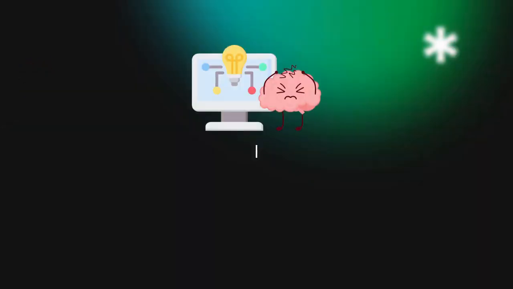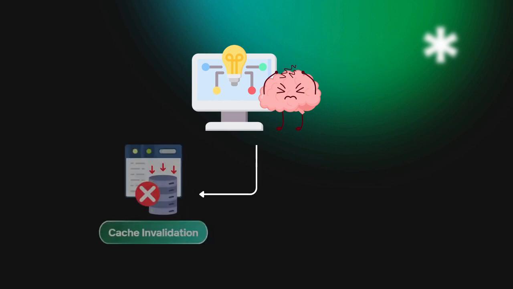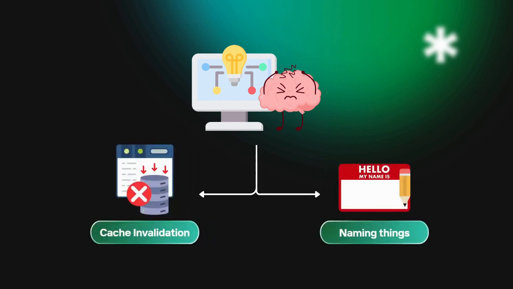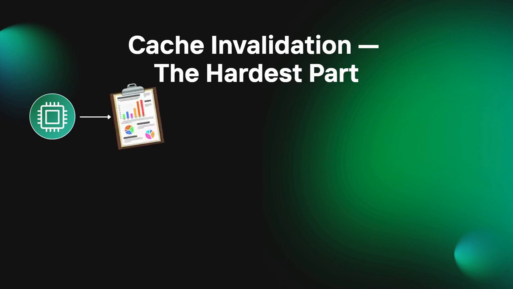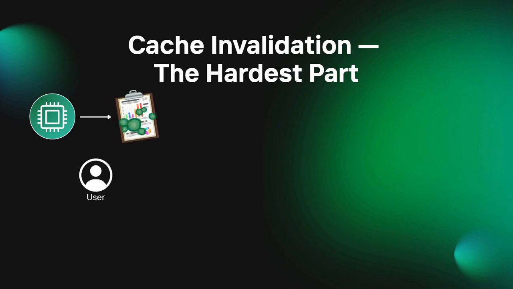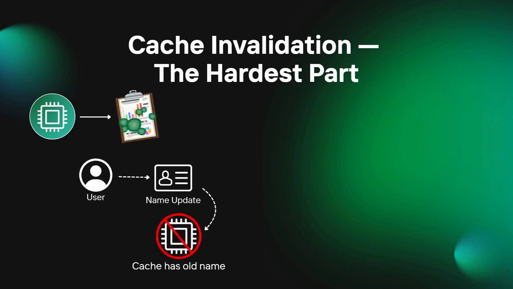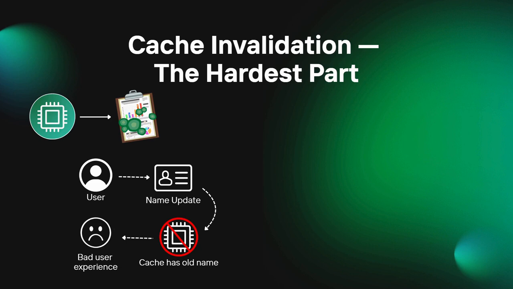Well, there's a famous joke in computer science. There are only 2 hard problems: cache invalidation and naming things. Why? Because cached data becomes stale. If a user updates their name, but the old name stays in cache, that's a bad user experience.